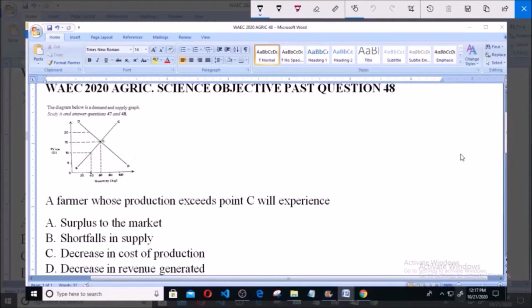Hello and welcome. I will be answering WAEC 2020 Agric Science Objective Past Question 48. You have this diagram here, a demand and a supply graph. Now, the question is, a farmer whose production exceeds point C will experience A, surplus to the market, B, shortfalls in supply, C, decrease in cost of production, D, decrease in revenue generated.